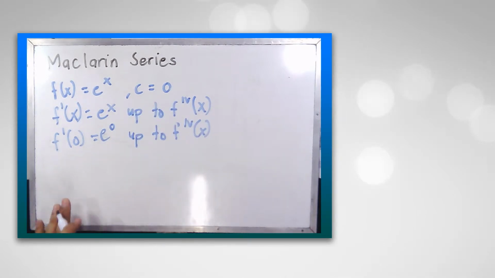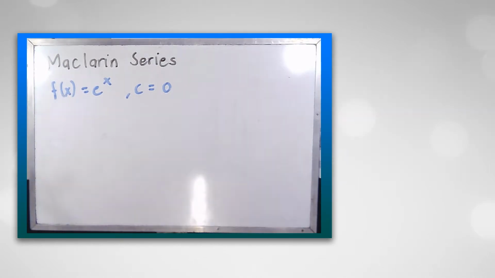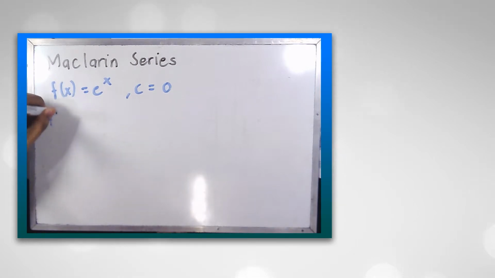So why do we have to get the first derivative up to the fourth derivative of x? Because we'll be using this in forming our Maclaurin series. So let's start writing our series. We need to remember the values, okay? I hope you're taking notes together with me while watching this video. So we're going to start to write the series.